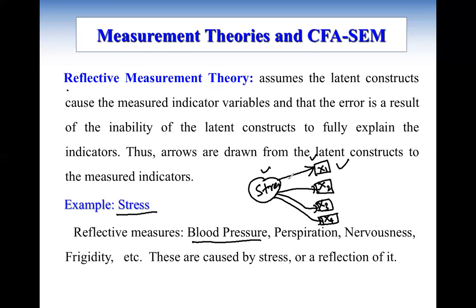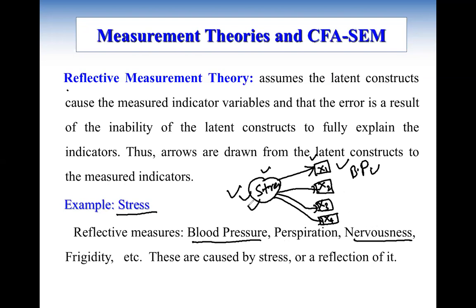If the arrow goes from stress to x1, it means x1 depends on stress. So who is influencing the blood pressure? Stress. More stress, more blood pressure. No blood pressure, no stress. No nervousness, no stress. High nervousness, high stress. So who is influencing the nervousness?